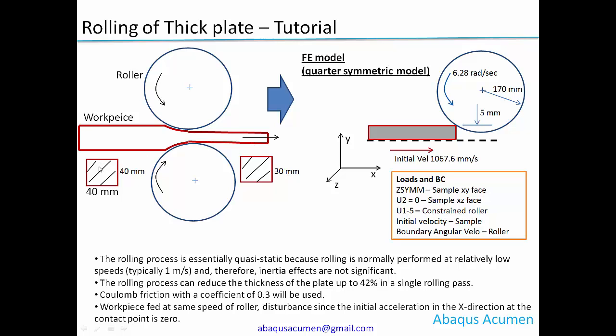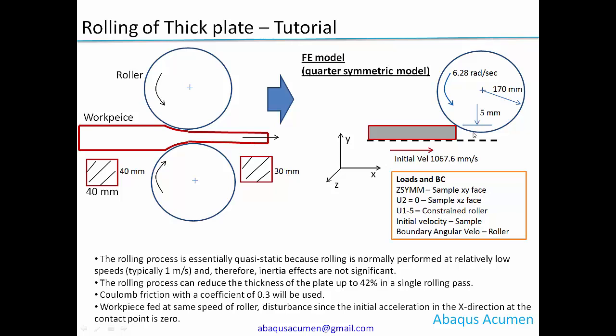That is, imagine only this portion is considered, and the roller is being rotated with an angular velocity of 6.28 radian per second and with a radius of 170 millimeter. Once the workpiece goes under the roller, the thickness is reduced by 5 millimeter. So that is our ultimate objective.